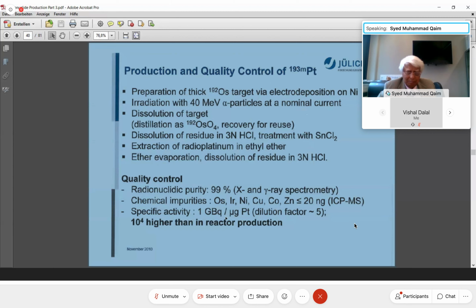Specific activity is relatively high. And this way, the specific activity was 10,000 times more than in a reactor. Reactor production gave a low specific activity product, the cyclotron product is very high quality. So for Auger therapy, you always need very high specific activity radionuclides. For normal therapy, this is not so necessary.